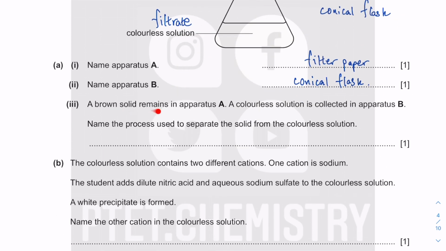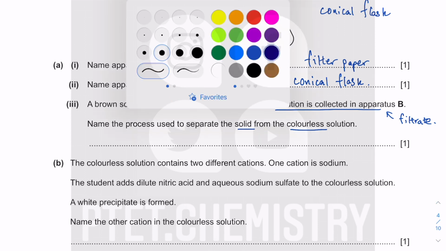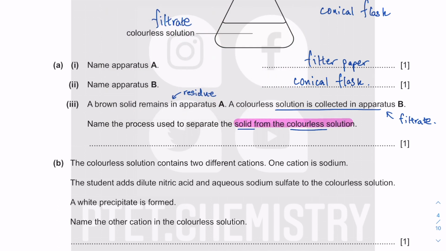As I mentioned, a brown solid remains in apparatus A. That is what you call a residue. The residue is what remains on the filter paper, and you get a colorless solution collected. That colorless solution is called a filtrate. Name the process to separate the solid from the colorless solution. You need to be careful here. The solid from the colorless solution.